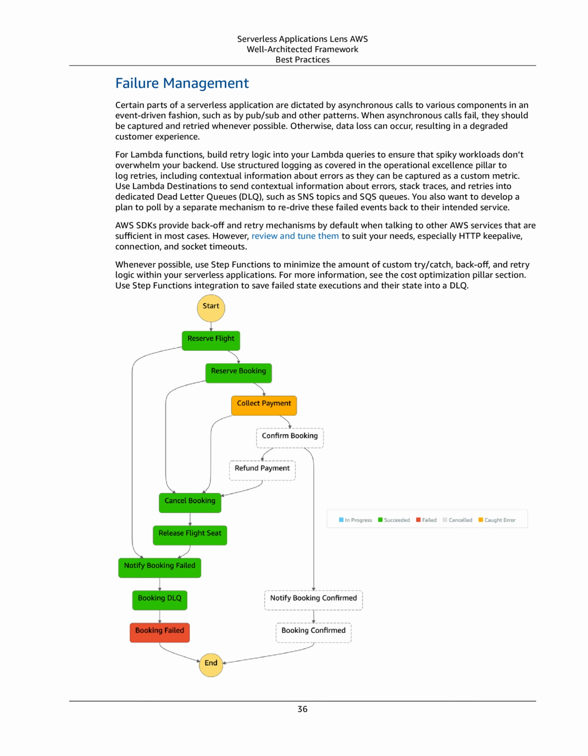When asynchronous calls fail, they should be captured and retried whenever possible. Otherwise, data loss can occur, resulting in a degraded customer experience. For Lambda functions, build retry logic into your Lambda queries to ensure that spiky workloads don't overwhelm your backend. Use structured logging as covered in the Operational Excellence pillar to log retries, including contextual information about errors, as they can be captured as a custom metric.